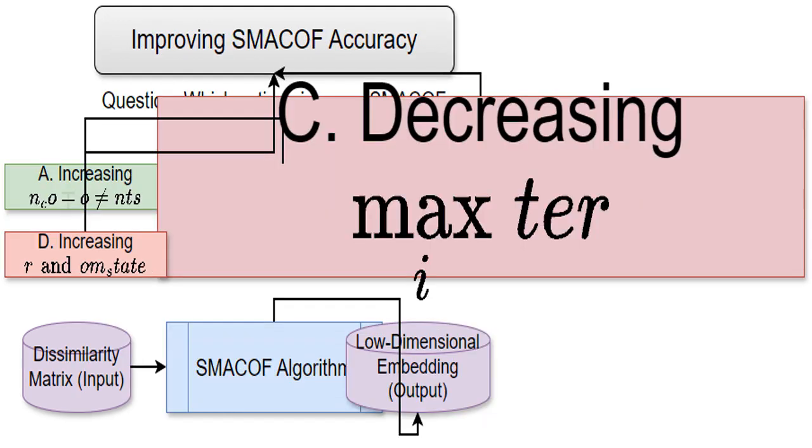The max_iter parameter sets the maximum number of iterations, optimization steps, smacof runs before stopping. Decreasing it means prematurely halting the algorithm before it fully converges to a good solution. This is likely to produce a worse embedding. Let's not rush the optimization.